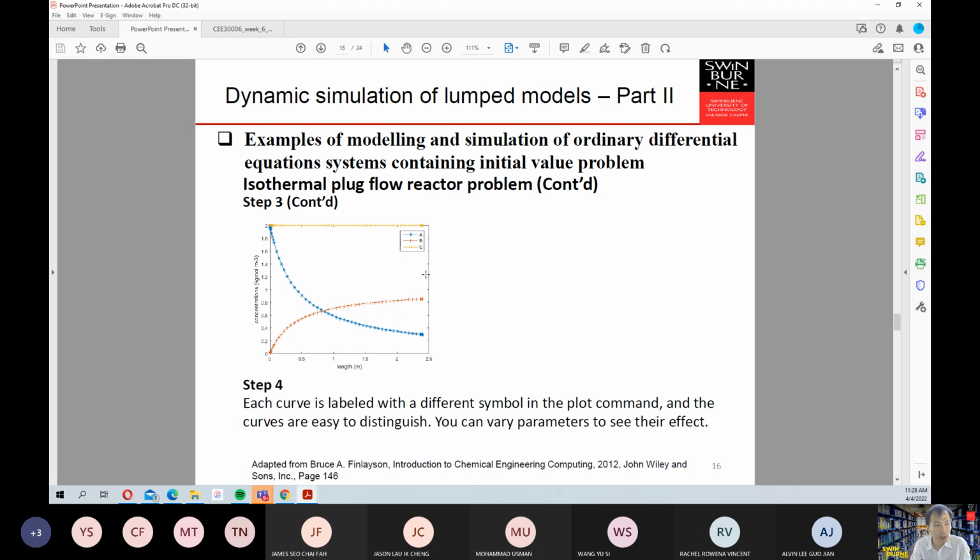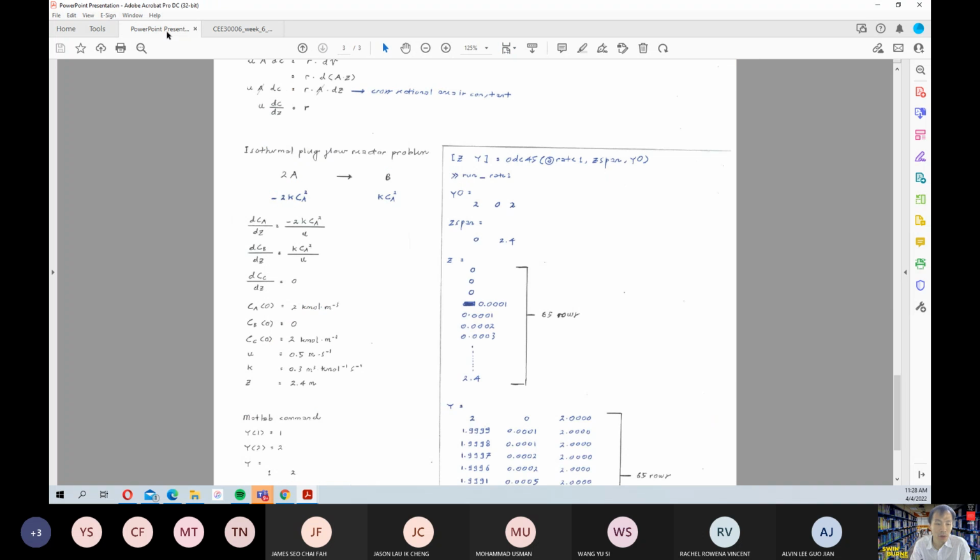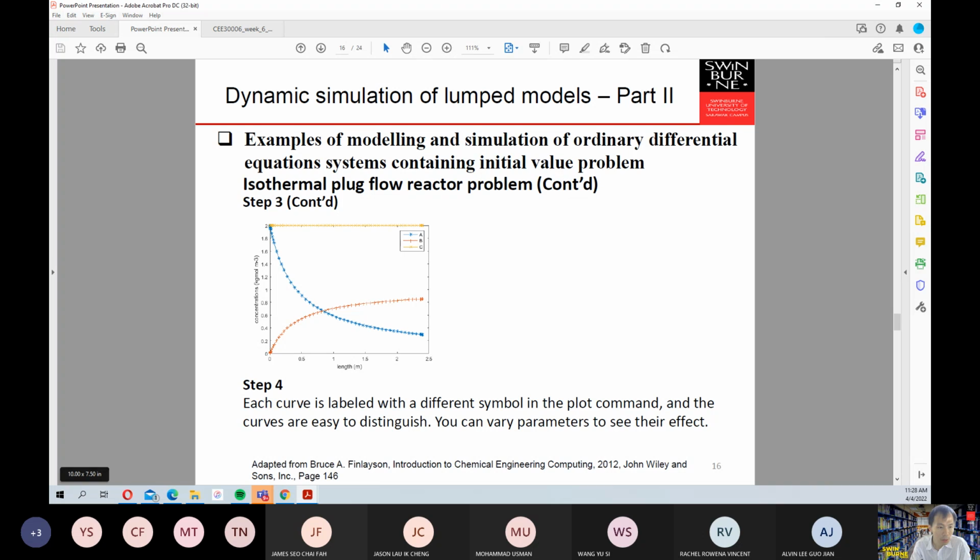Okay, before I go into the final example where I will show you an interesting problem where we have a stiff example, does everybody have any questions up to this particular point of time?